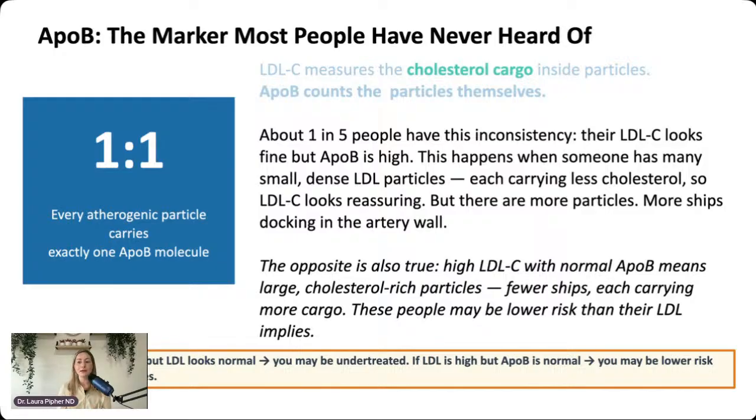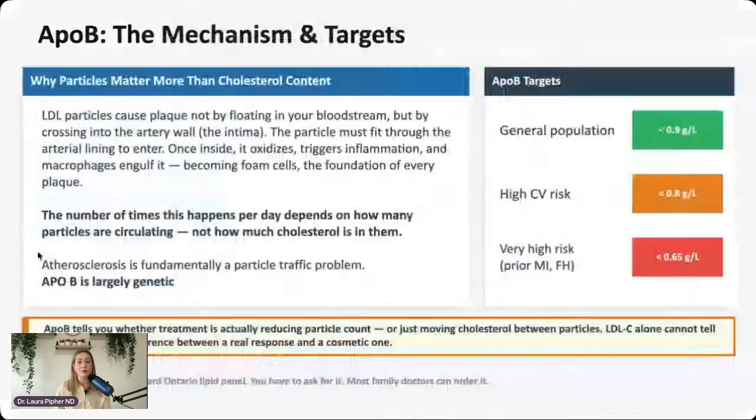So basically, the key take-home point here is if you have high LDL, it might be worth looking at ApoB, because then we can see how much at risk I am. If your ApoB is high but your LDL looks normal, you actually might be undertreated. And again, if your LDL is high and ApoB is normal, you might be lower risk than you think. So this is an important marker to look at. And largely, there is a genetic component to ApoB.